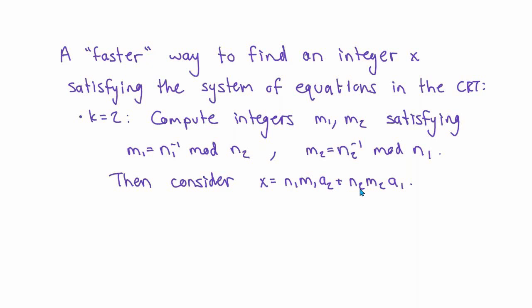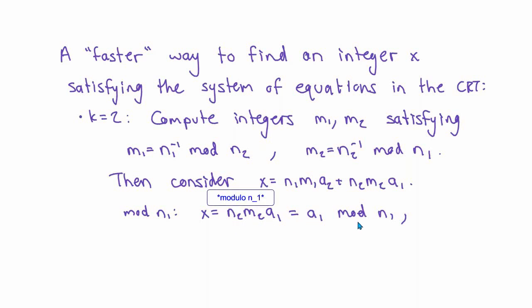Now, to see why that's true, first of all, think about what happens when you consider the right-hand side of this expression modulo n1. Since the first term here is an integer multiple of n1, x mod n1 is just equal to n2 m2 times a1. But since m2 was chosen so that it's equal to n2 inverse modulo n1, n2 m2 is just 1 modulo n1, so this product is equal to a1 modulo n1.